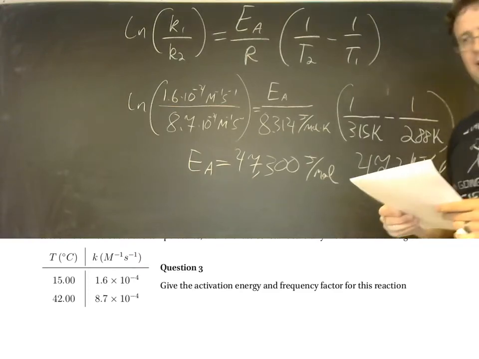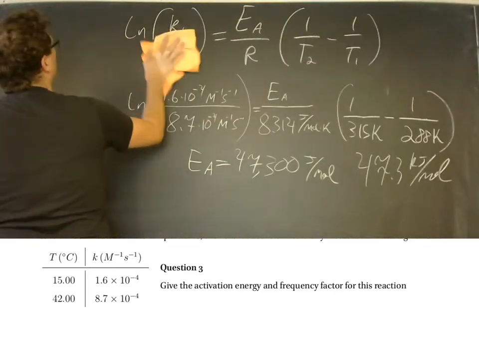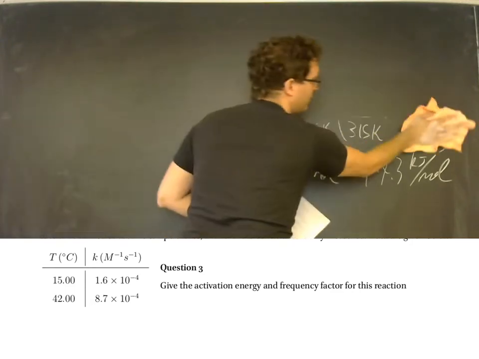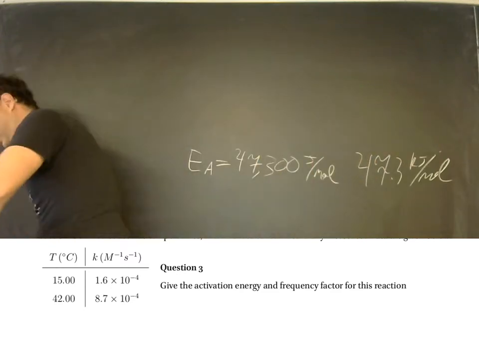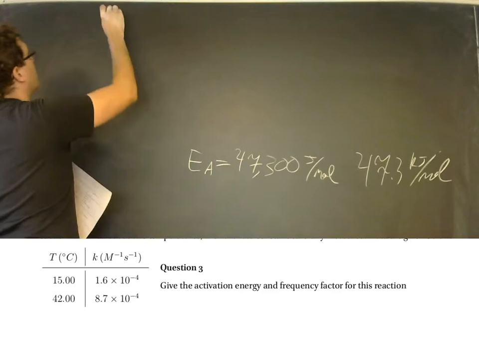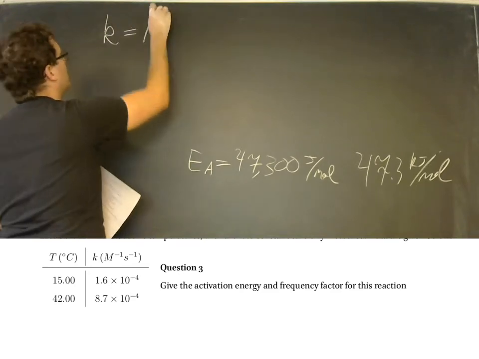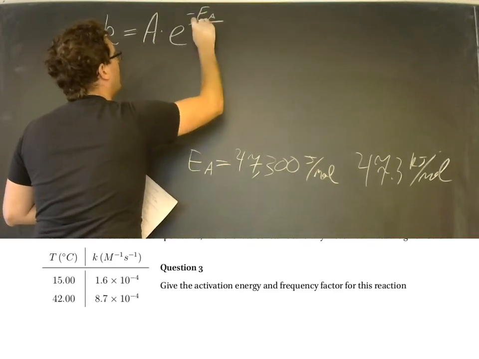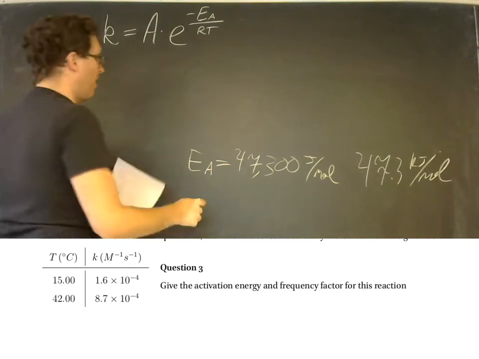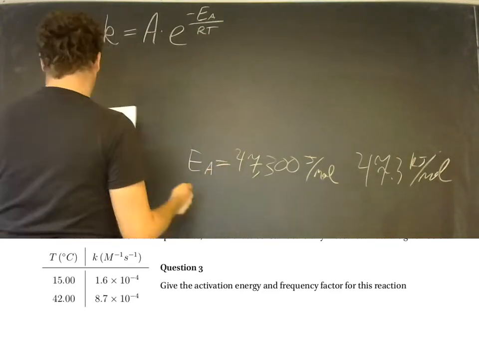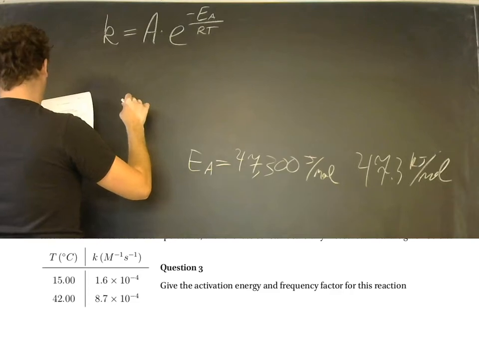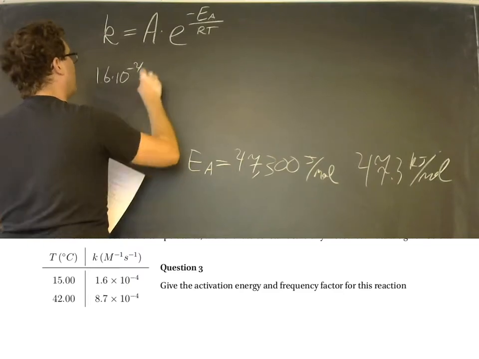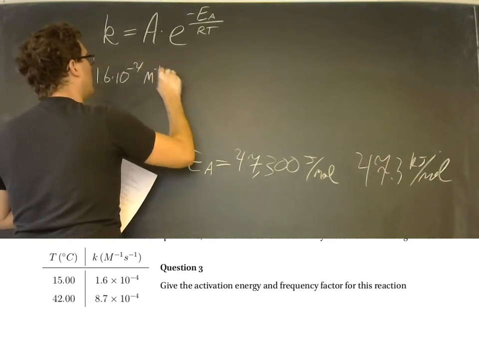Now that's the energy of activation. How do we find the frequency factor? Well, the frequency factor drops out of that 2-point form of the Arrhenius equation. So let's just go back to the original Arrhenius equation. That is that the rate constant is equal to A times e to the negative EA over RT power. And we'll just pick one of our two trials. Let's pick trial 1. K is 1.6 times 10 to the negative 4th, inverse molar, inverse seconds.